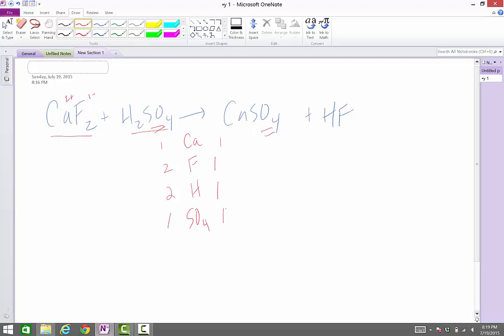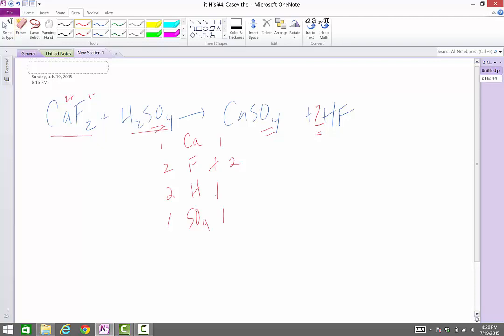Generally, you want to save the hydrogens or oxygens for last. So I'm going to go ahead and do my fluorines here. I'll change this to 2. Now, whenever I change something on the bottom, I have to change something up top, so I'm going to put a 2 in front here. Note, I can only change what are called the coefficients. I cannot put a 2 down there because that would change the compound itself. So I've got to put a 2 here.